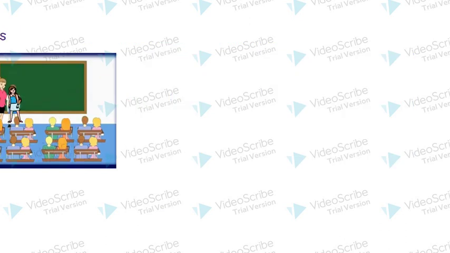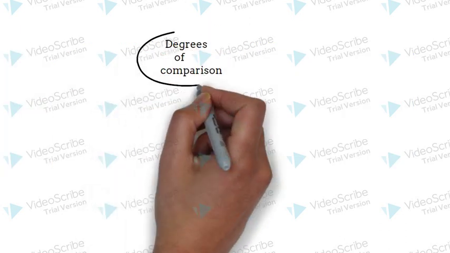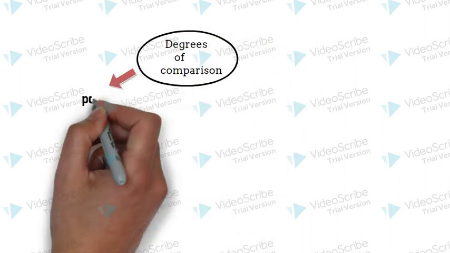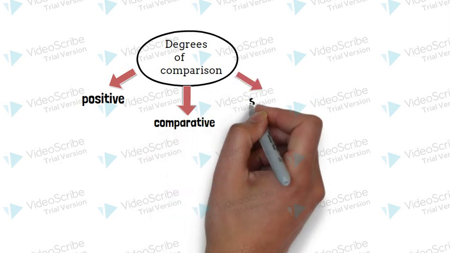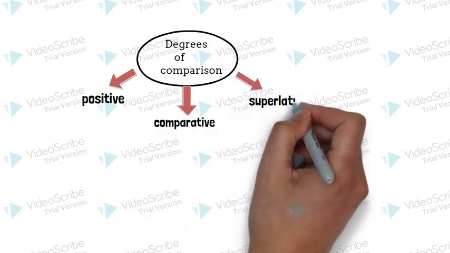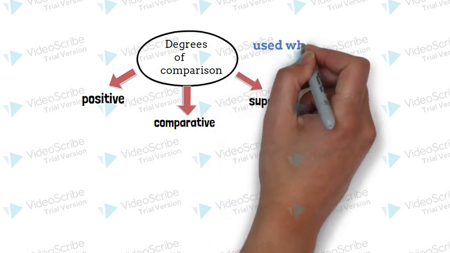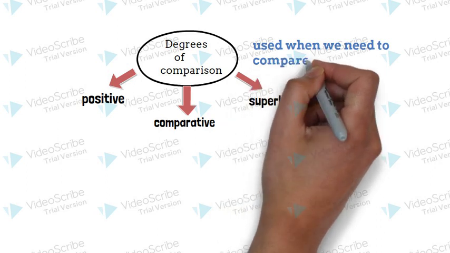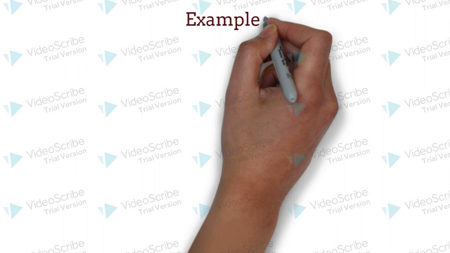Now let's look into the degrees of comparison that adjectives have. Adjectives have 3 degrees of comparison: positive, comparative, superlative. So why do we need degrees of comparison? It is used when we need to compare nouns. Let's understand it by looking at some examples.